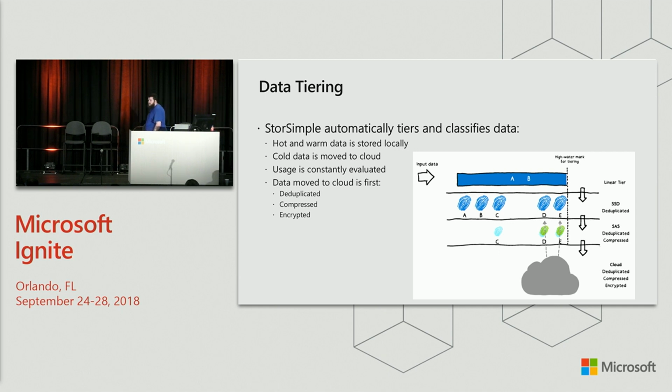StorSimple also supports data tiering, so that hot and warm data can be stored locally on that device. So it's kind of like caching that data locally on-prem. And then any cold data that you haven't accessed for a while that's just sitting there using your local storage, you can then move that up to Azure so that you're not using your storage space, and it'll be cheaper overall for your solution. So the usage of that data is constantly evaluated, constantly monitored. And then when we do decide to move the data, that it's not being used that much anymore, before we do that, it's deduplicated, compressed, and encrypted so that it's encrypted in transit. And then when it gets to Azure, it's also encrypted at rest.